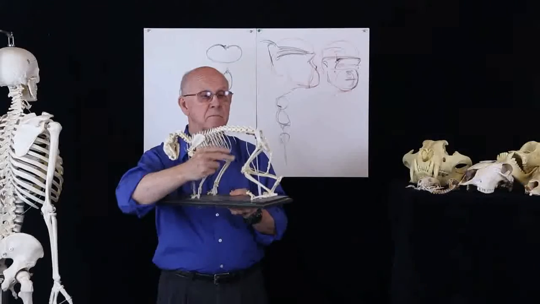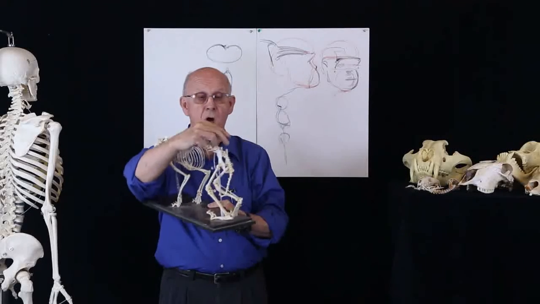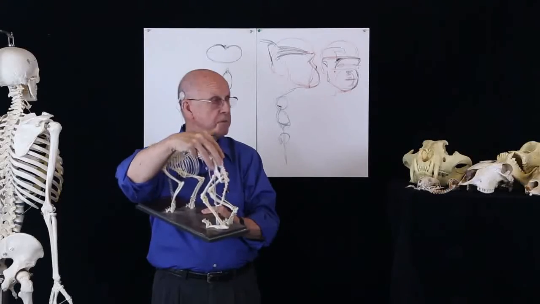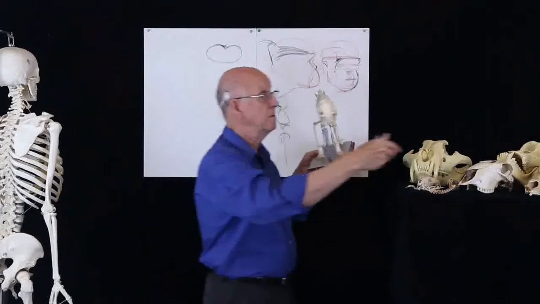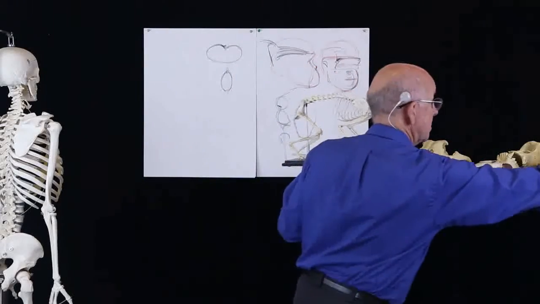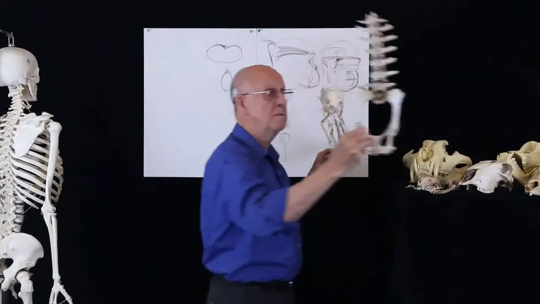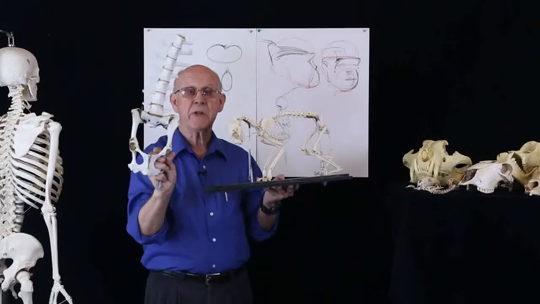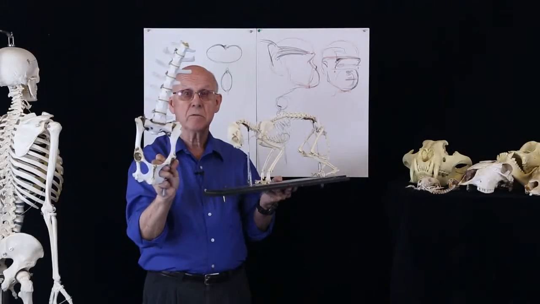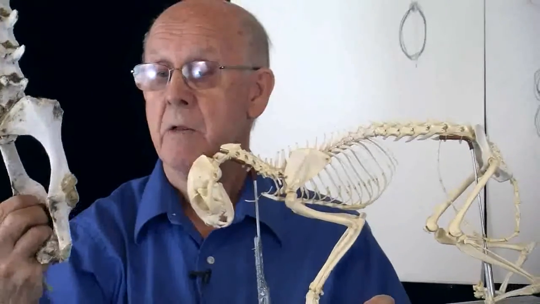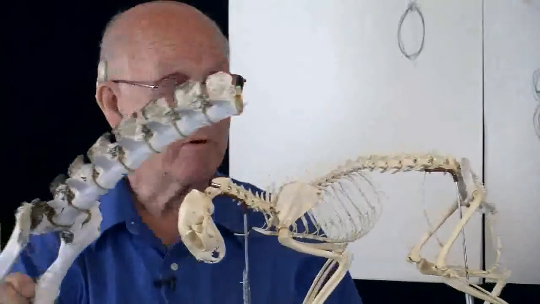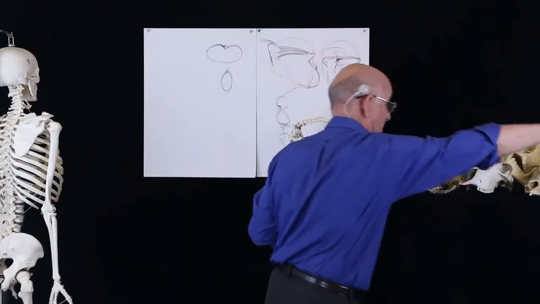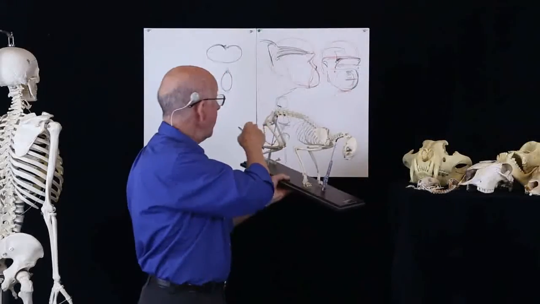Pelvis. It's long and narrow. It goes across this way. Here we take part of a sheep. Same thing, long and narrow. All the same parts. We're all very, very similar. So we've got this long, narrow pelvis.